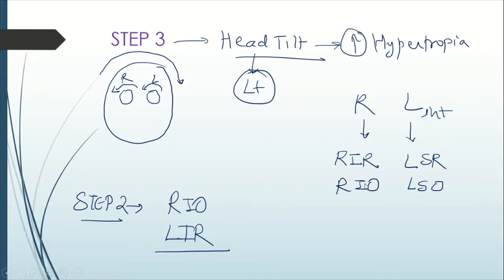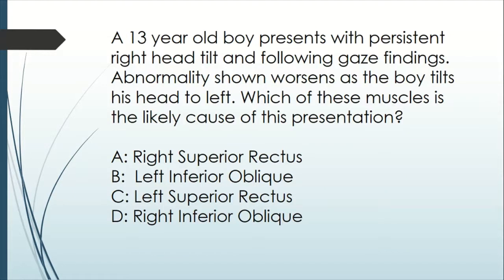Now comparing all the three steps, now you will be clear which muscle is common to all the three steps: right inferior oblique. So my diagnosis becomes a possible palsy of the right inferior oblique muscle. This is what a Park 3-step test is. Now quickly look at a clinical scenario and try to analyze and see how fast we can do that. Okay, now a 13-year-old presented with persistent right head tilt and gaze finding.